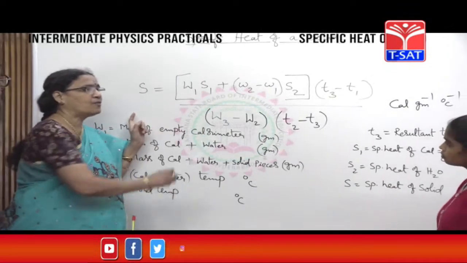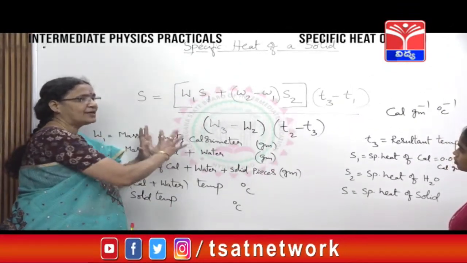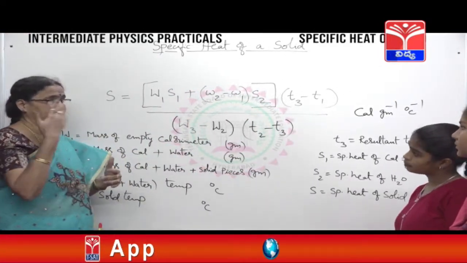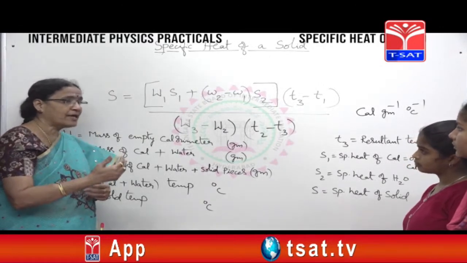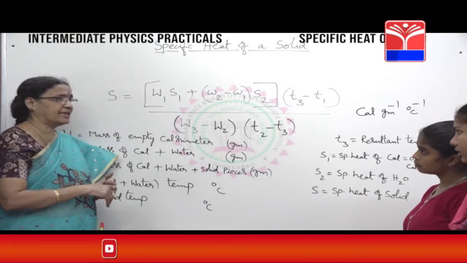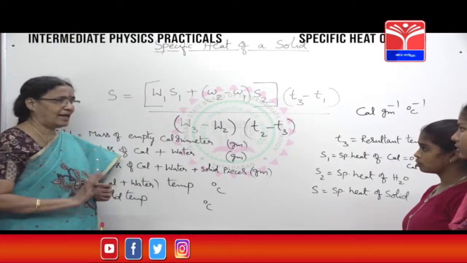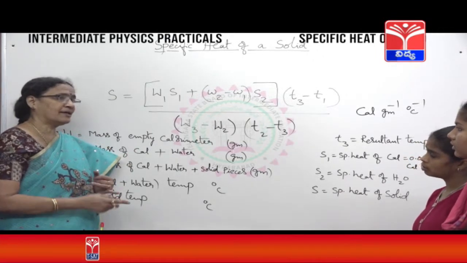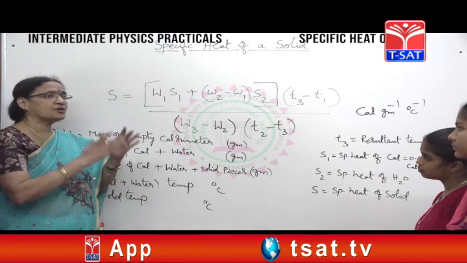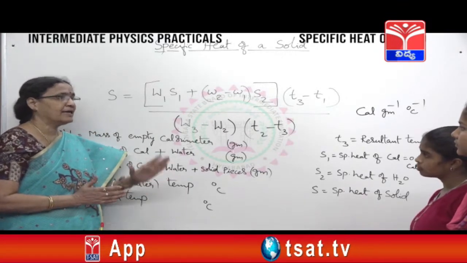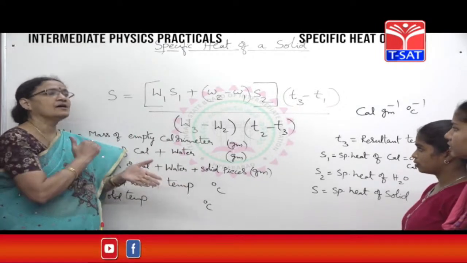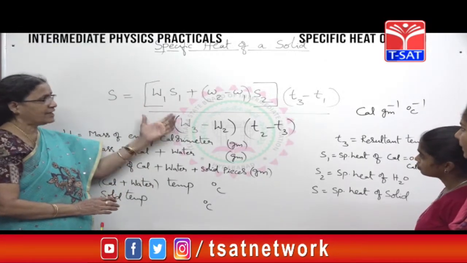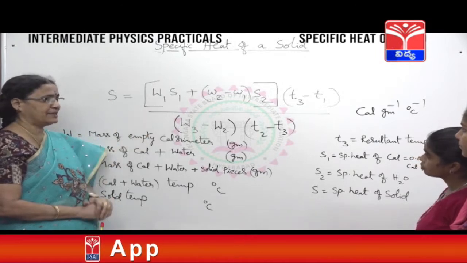What is the principle used in this? Heat lost by the hot body is equal to heat gained by the cold body. Now, what are the things you have to think and tell me? Which body has given heat? Which body has taken heat? Heat is given only by lead shots. Heat is taken by water, not only water, calorimeter also. So total heat gained by calorimeter and water should be equal to heat lost by lead shots. That is, we are equating, and after simplification, you arrive at this formula.